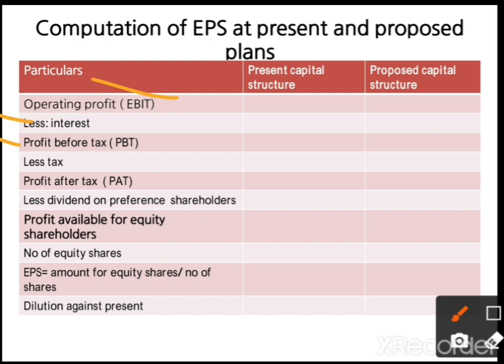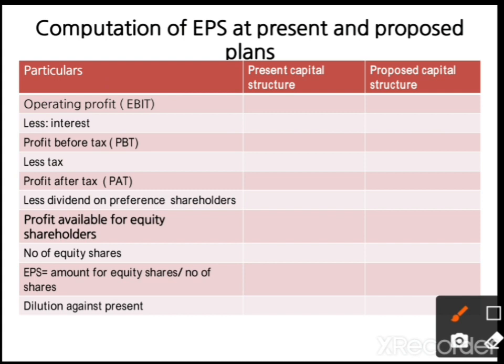After getting profit before tax, we have to deduct tax. The tax rate will be given in the problem, and whatever tax rate is given, we have to deduct. After that we get profit after tax. After profit after tax, we have to deduct the dividend on preference shares. Again, most important: dividend is given only for preference shareholders, not equity shares, not debentures. In whichever plan there are preference shares, in that particular plan we have to deduct the preference share dividend. The rate of dividend is given in the problem, and as per the dividend rate, we deduct.